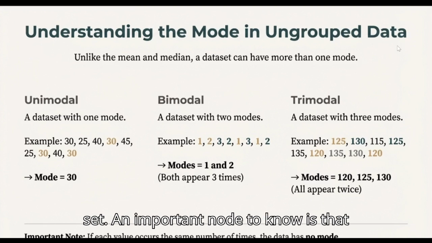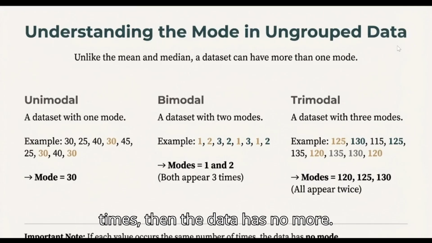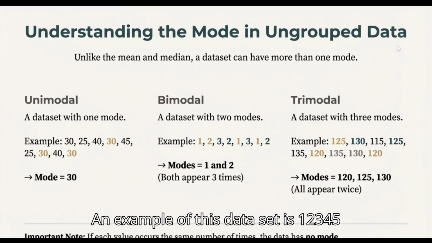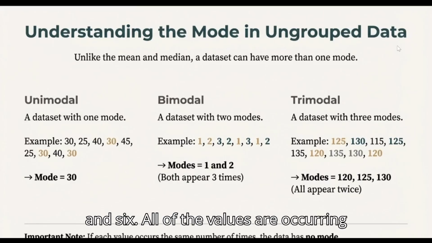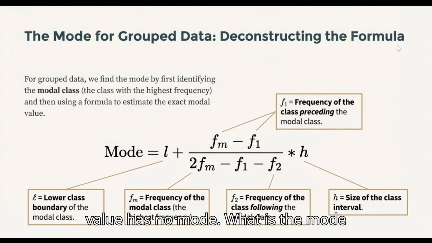An important note to know is that if each value occurs the same number of times, then the data has no mode. An example of this data set is 1, 2, 3, 4, 5, and 6. All of the values are occurring the same number of times. That means the data has no mode.